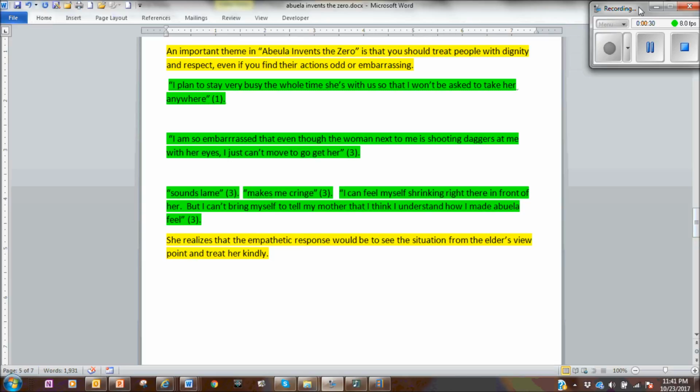Now, my first piece of evidence is I plan to stay very busy the whole time she's with us so that I won't be asked to take her anywhere. I should assume that my reader has read the story, but still, that's a very abrupt transition. So I need to give my reader some background. I need to say, what does my reader need to know to understand where this quote comes from, so it doesn't seem like it's out of the blue. And so what I think you need to know is that Connie is planning from the very beginning that she doesn't plan to spend any time with her grandmother who's visiting.